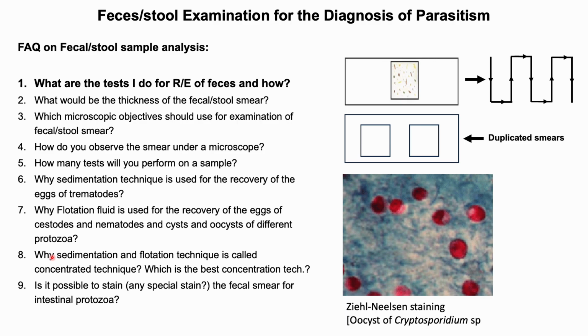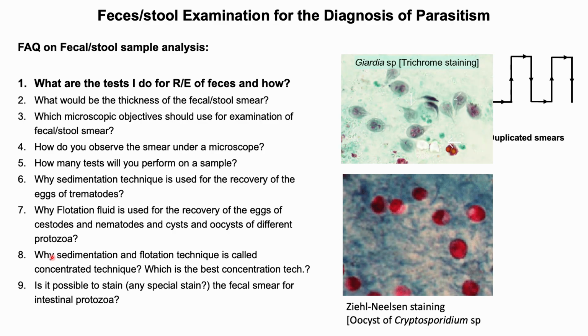Question number 9. Is it possible to stain the fecal smear for intestinal protozoa? Any special stain for doing so? Fecal smears can be stained for differentiation of different intestinal protozoa. The Ziehl-Neelsen or acid-fast staining, that is staining with carbol fuchsin, and also Giemsa stain are used for the identification of the oocysts of Cryptosporidium species. The trichrome stain is widely used for the detection of the cysts of Giardia species.